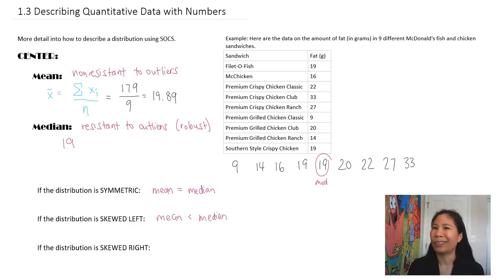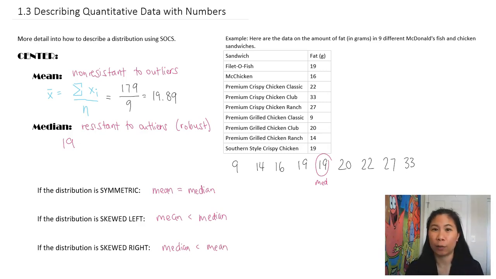And then if it's skewed right, then it's the exact opposite. That means there's shorter bars on the right, so the bigger numbers you don't have as many of, but you have a bunch of small numbers, so the mean is going to get dragged towards the tail, the shorter bars, versus the median will be closer to where the taller bars are. So in that case, the median will be smaller.